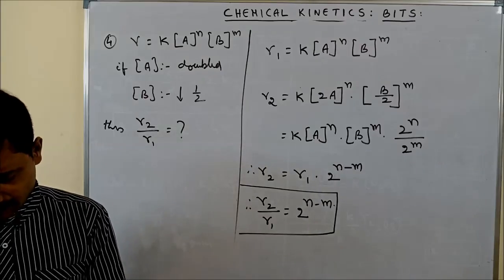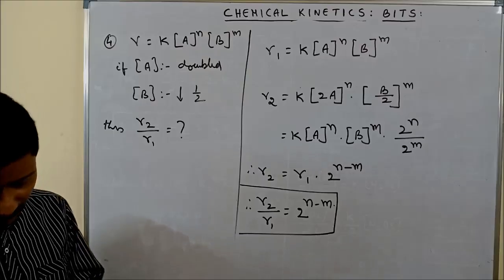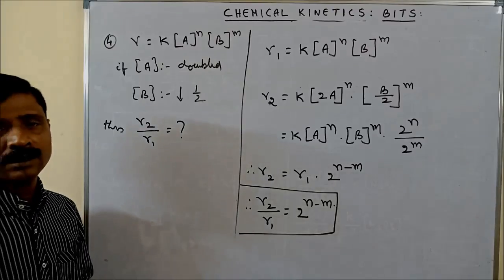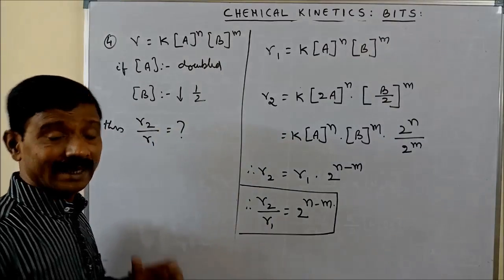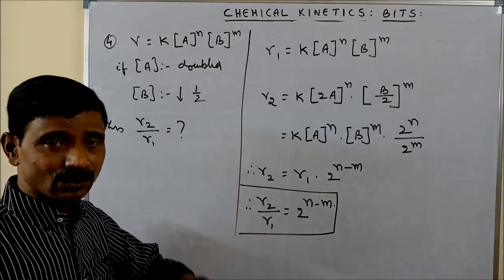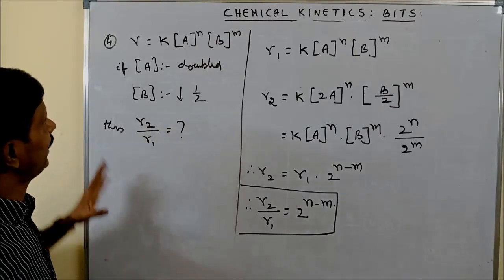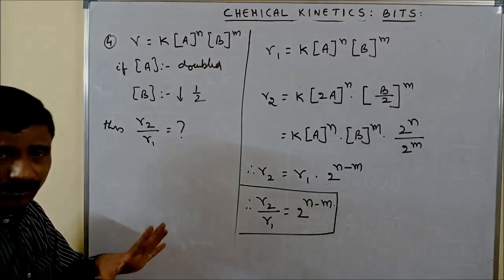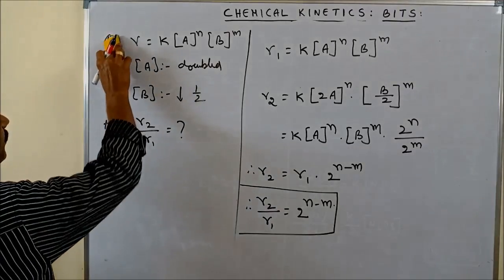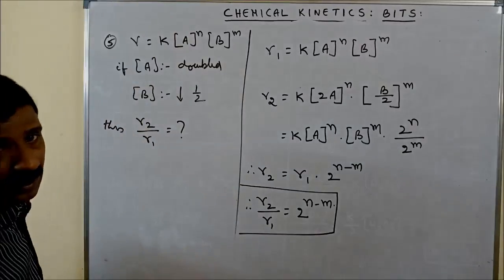So that is one important model. So just you have to consider the changes, how the concentrations are either doubled or tripled or reduced to half or reduced to 1/4. So like that here we have to consider. And here I will give one more model as the fifth bit. This is the rate expression.